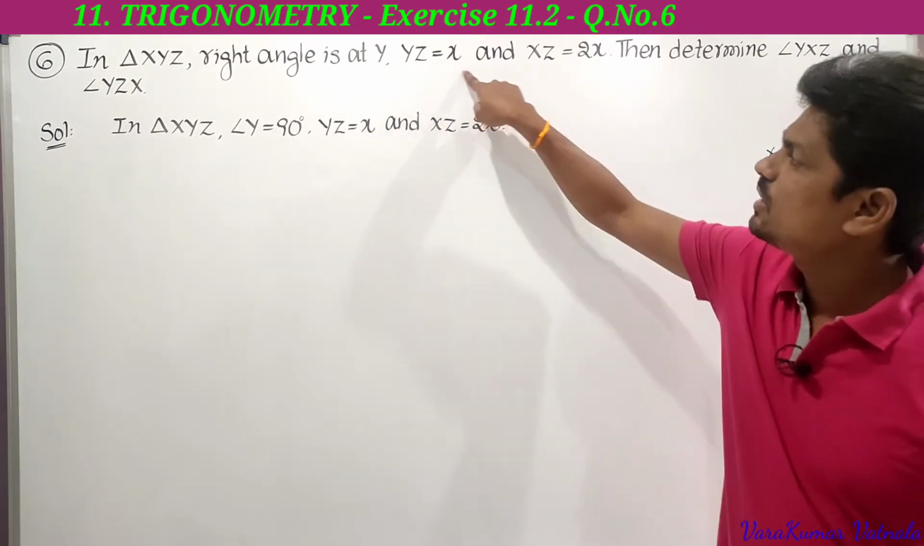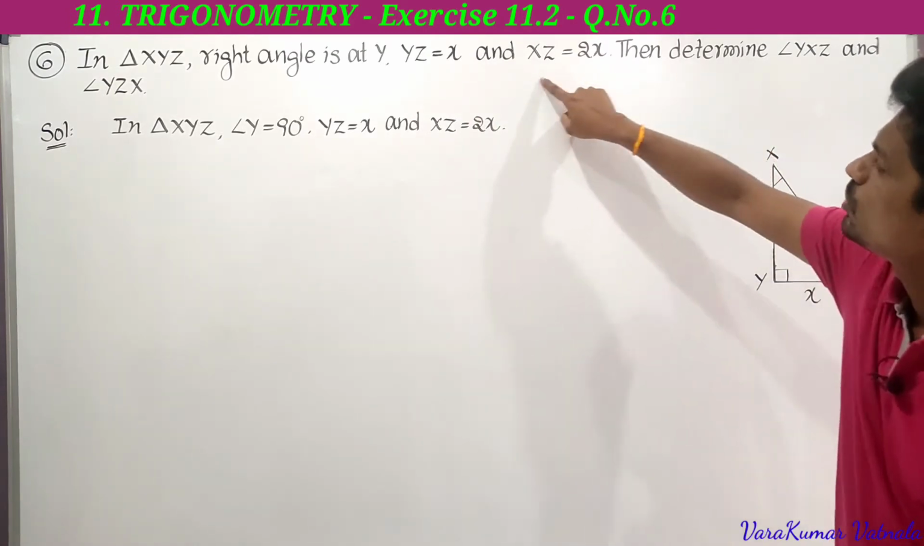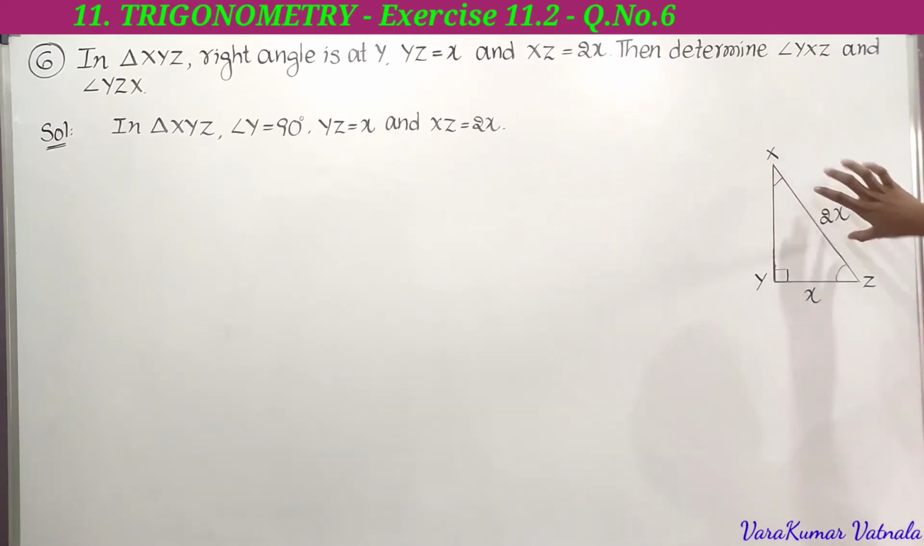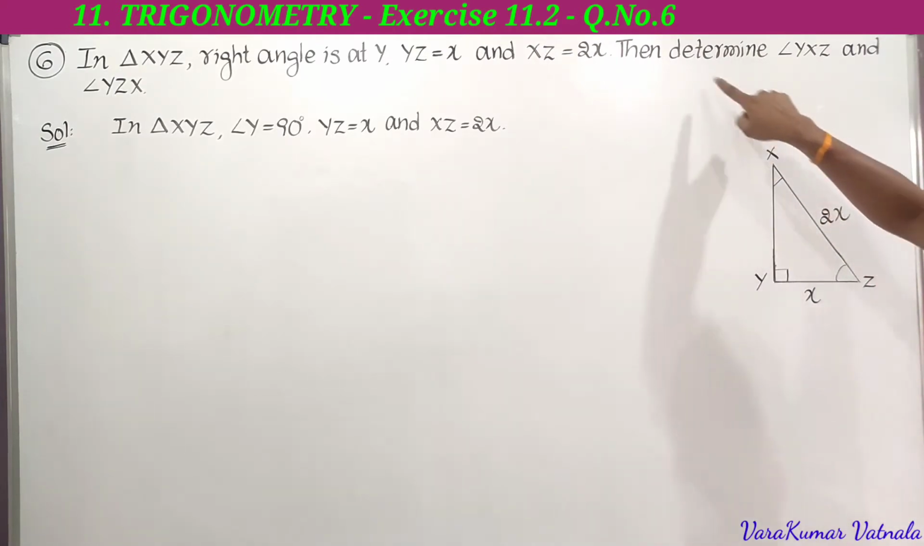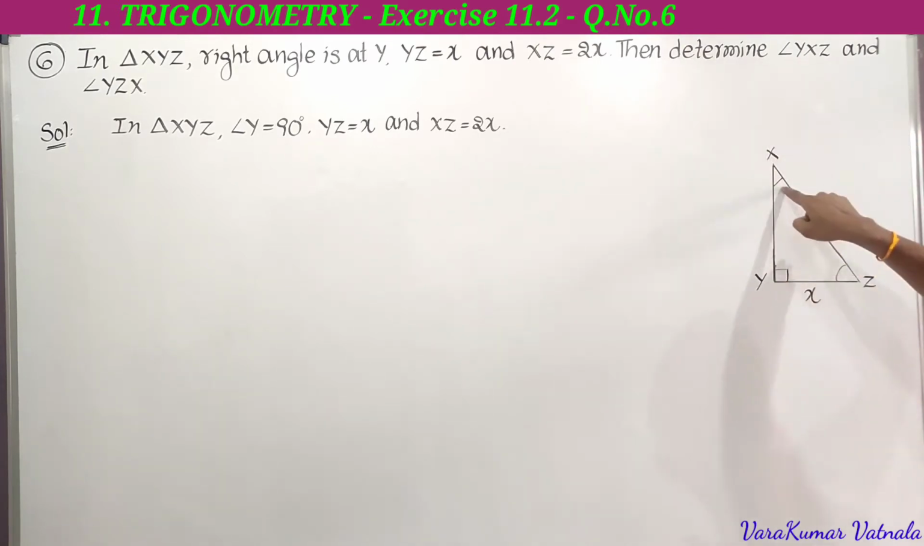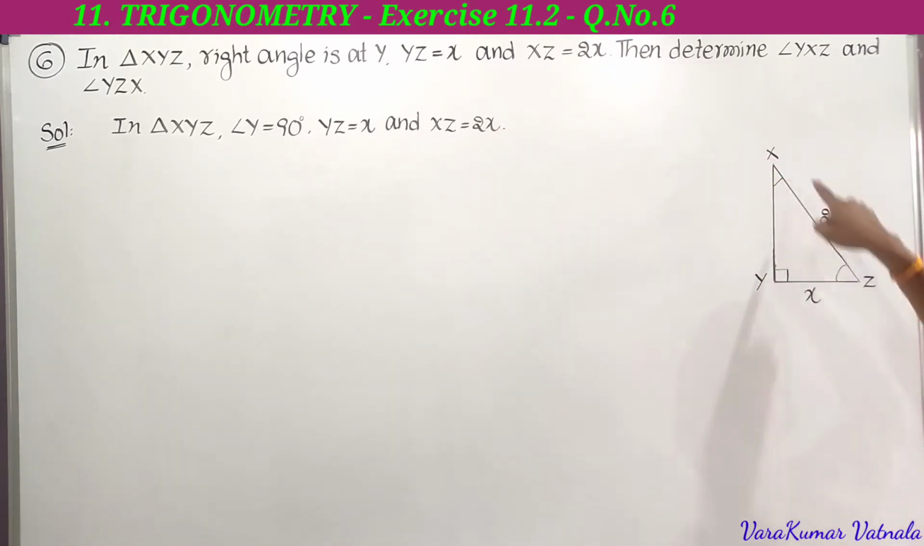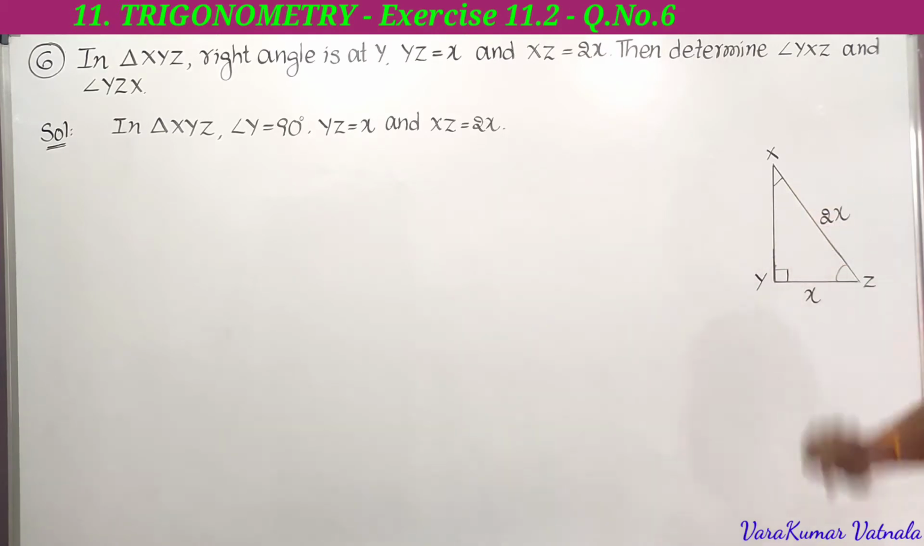And YZ is equal to x. So this is YZ, he has given x. And XZ is equal to 2x. So this is XZ, he has given 2x. Then determine angle YXZ. This is the first angle. And YZX, this is the second angle. So he is asking us to find these two angles.